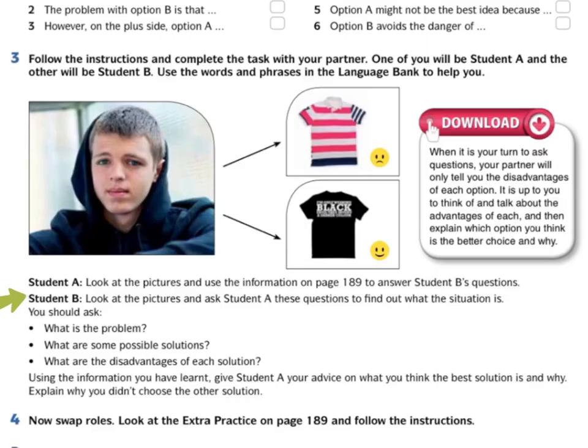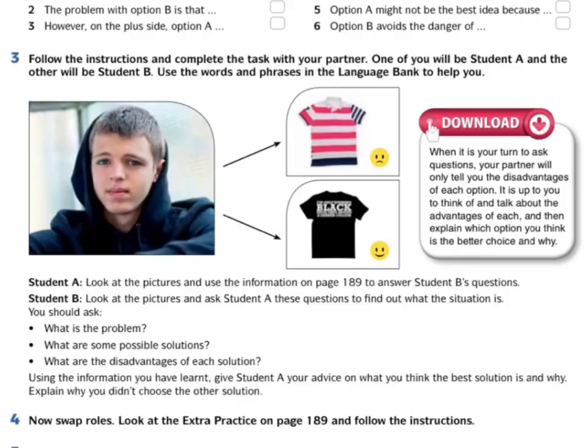Student B. Look at the pictures and ask student A these questions to find out what the situation is. You should ask, what is the problem? Apakah masalahnya? What are some possible solutions? Apakah penyelesaian yang ada? What are the disadvantages of each solution? Apakah keburukan setiap penyelesaian? Using the information you have learned, give student A your advice on what you think the best solution is and why.